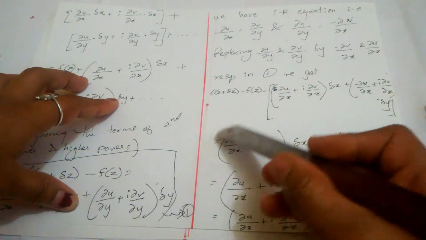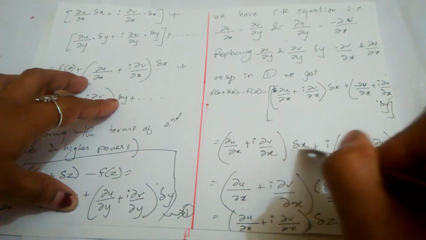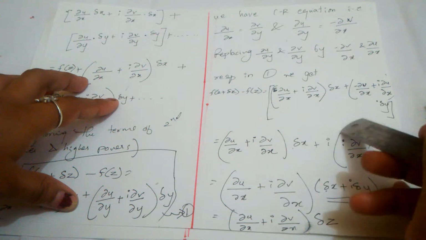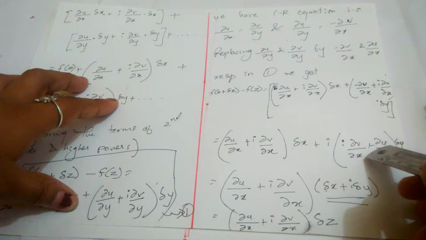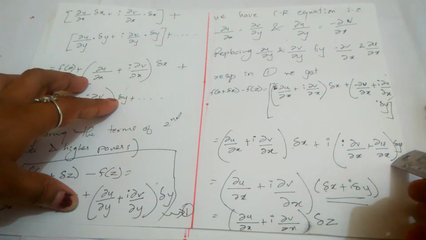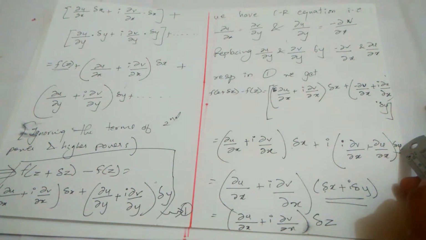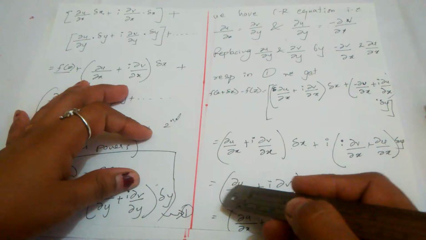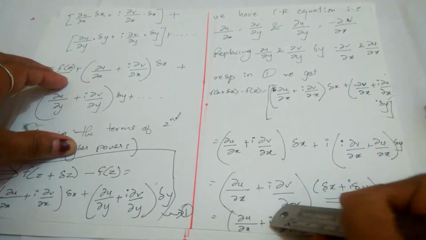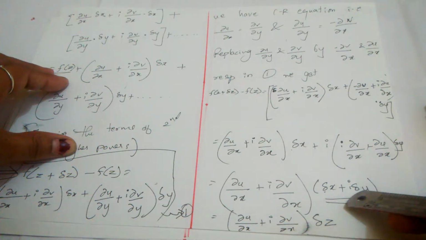So next step, what we will be doing: Δu/Δx plus i Δv/Δx into Δx, plus, so we'll take out i as a common term. So i into Δv/Δx plus Δu/Δx into Δy. So next step, this term and this term are common, so we will take it out. So what we will be getting is Δu/Δx plus i Δv/Δx into Δx plus iΔy.